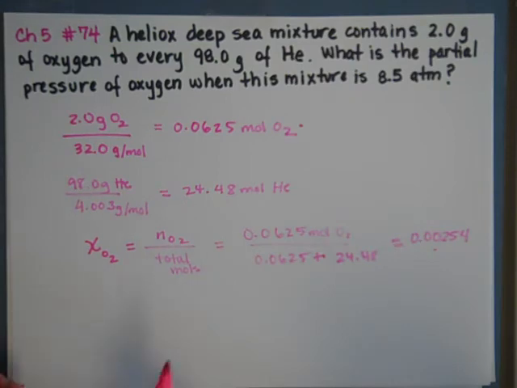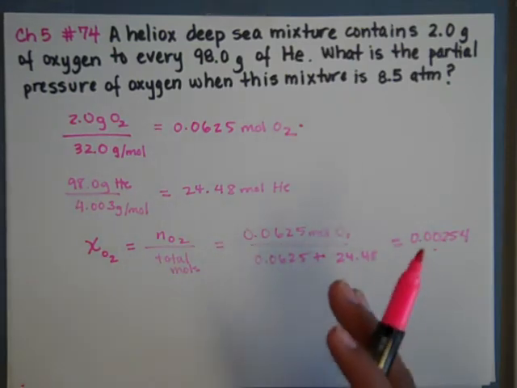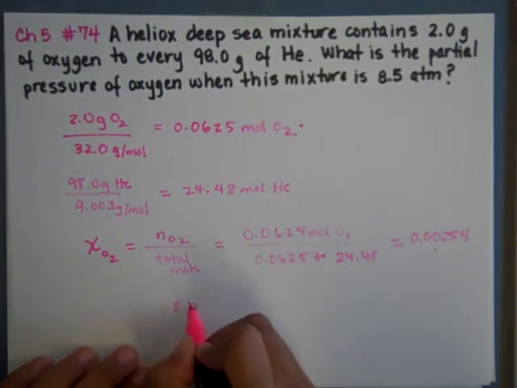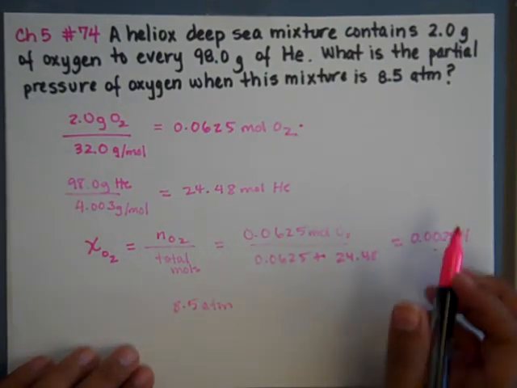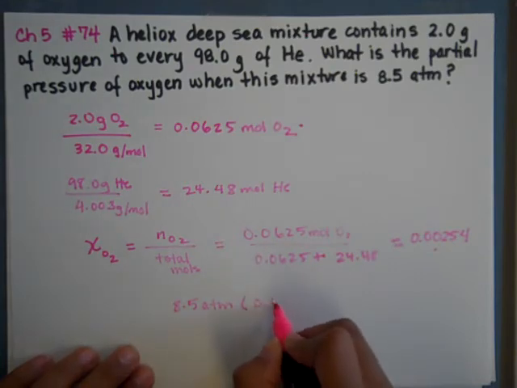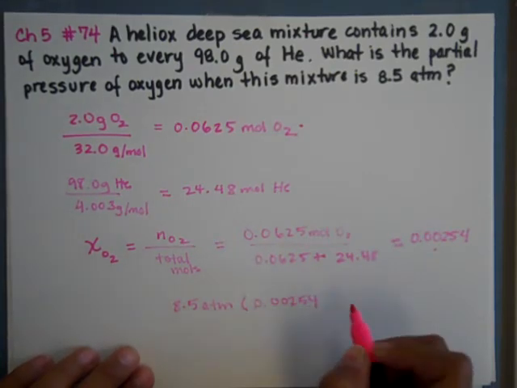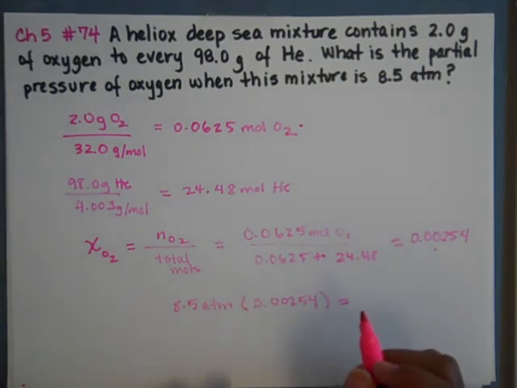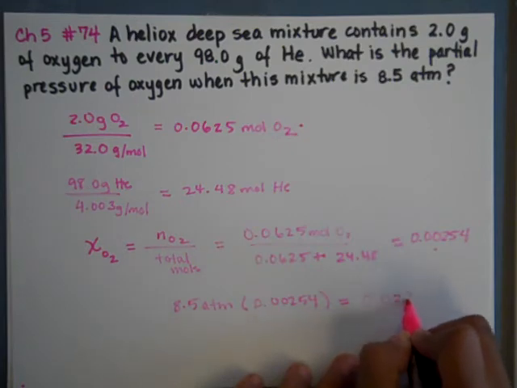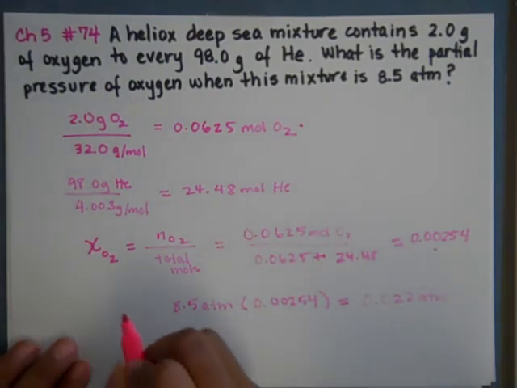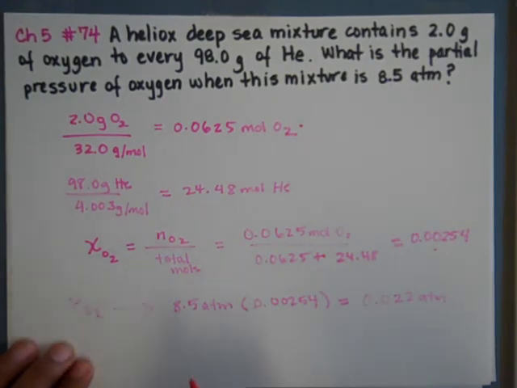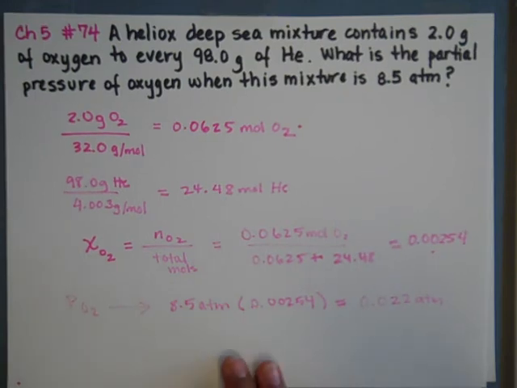So now it's like a percent of the pressure. The percent of the pressure is going to be 8.5 as the total, and we only need oxygen's contribution. So we just multiply by the mole fraction. And that gives us oxygen's partial pressure of only 0.22 atmospheres.